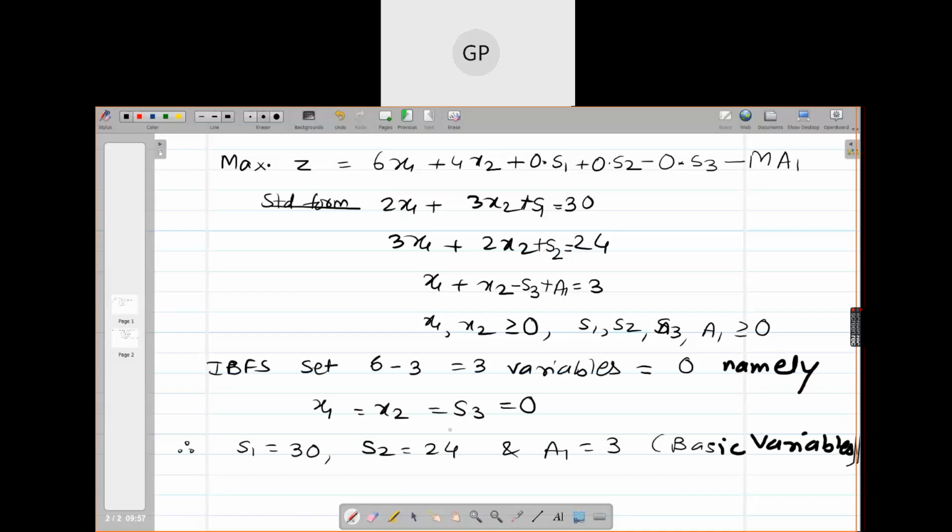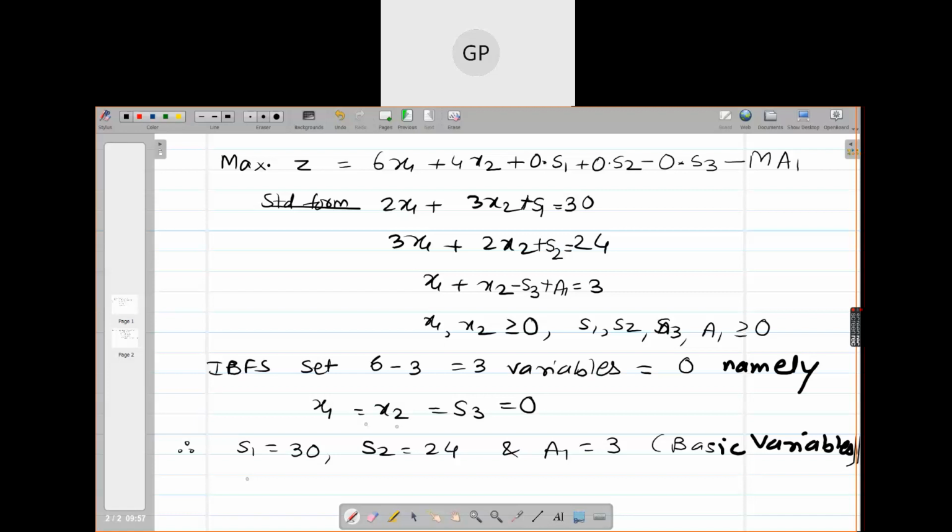So these are my basic variables. If you observe, their coefficient in one of the constraints is 1. S1 is present in first constraint, so उसका coefficient +1 है. बाकी जगह पे वो नहीं है, so उसका coefficient 0 है. S2 is present only in the second constraint, so its coefficient there is +1. In other two constraints, it is 0. Similarly, A1.